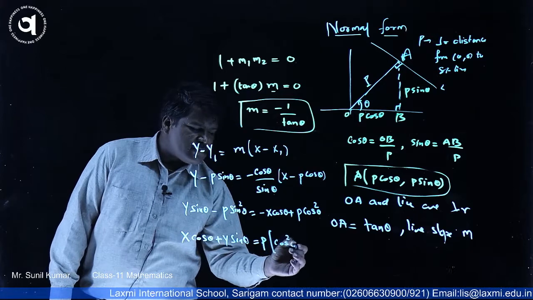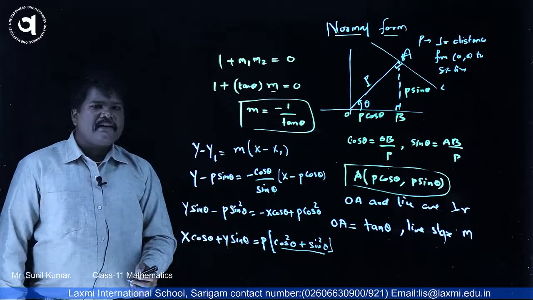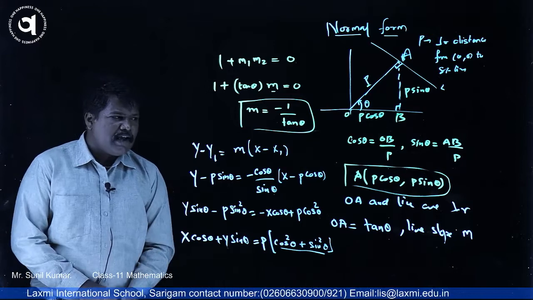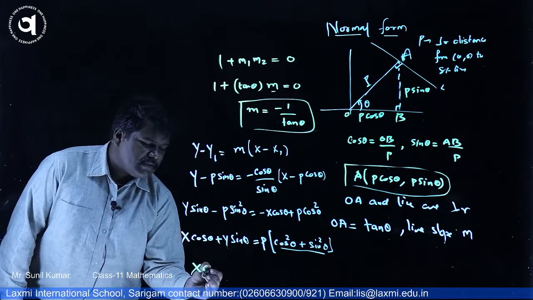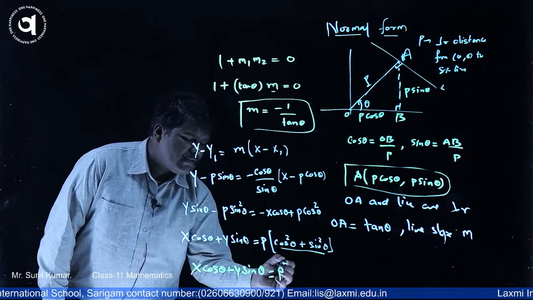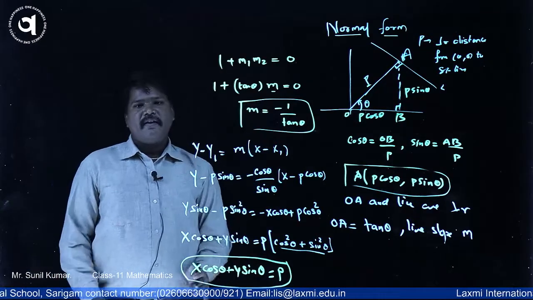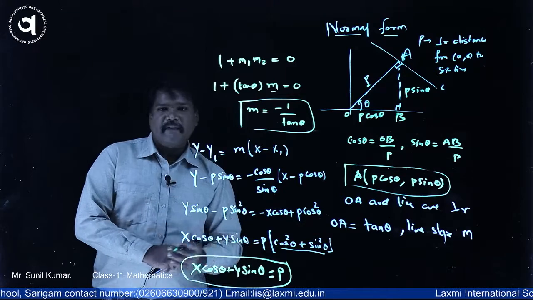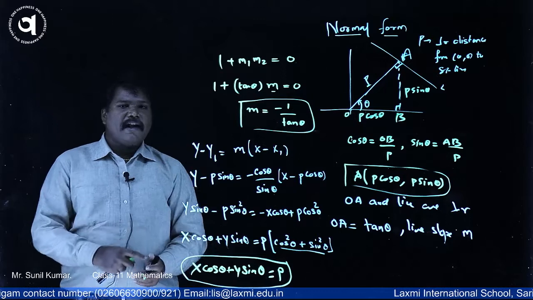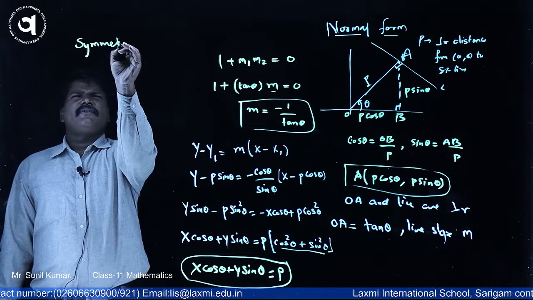Let me take this minus p sin square to the other side and take p common. We get cos square plus sin square, and we know from class 10 this is the identity in cos and sin. So, finally, what we get, the equation of line is x cos theta plus y sin theta is equal to p. So, this is the normal form of the equation of line, very important for class 11. Now, at the end we will go with the last equation of line, which is symmetric form. This is a very simple one.